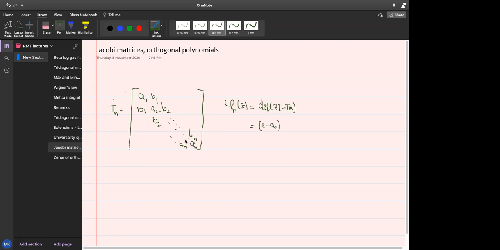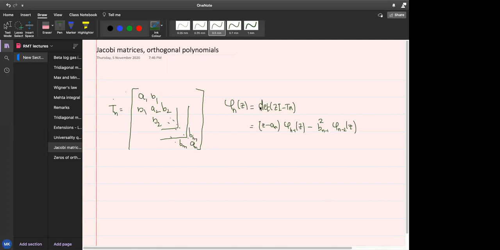So I can take z minus an here, in which case I will be left with the determinant of the top n minus 1 by n minus 1 matrix, which is phi n minus 1 of z. Or I can take this bn minus 1, in which case I'm supposed to take this also, and this leaves me with the top n minus 2 by n minus 2 matrix, something like bn minus 1 square phi n minus 2. So this is a recursion that is satisfied by the characteristic polynomial.